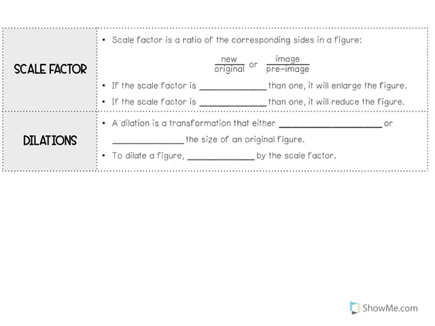As we notice, if the scale factor is greater than 1, it will enlarge, which means it grows. If it is less than 1, it will reduce. It will get smaller. And you can find the scale factor by dividing the new number by the original, or the image by the pre-image. And that brings us to dilations.